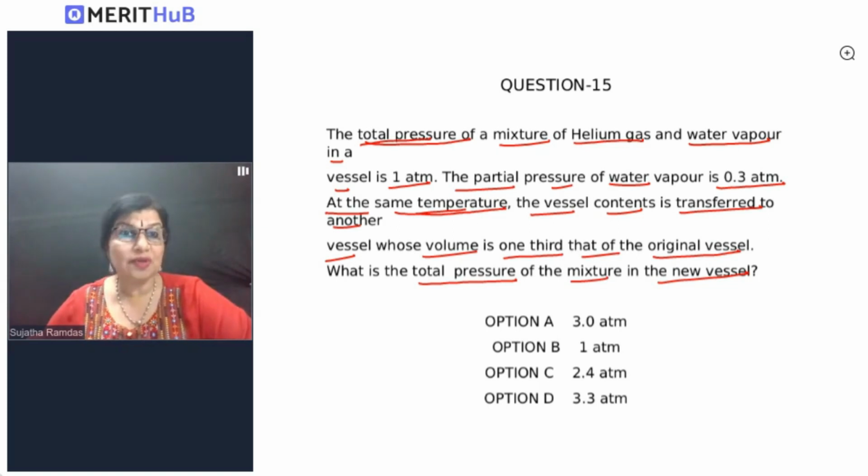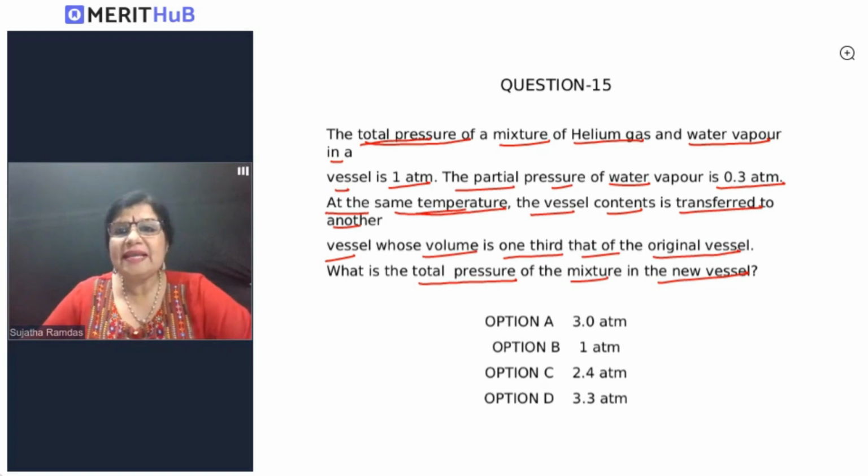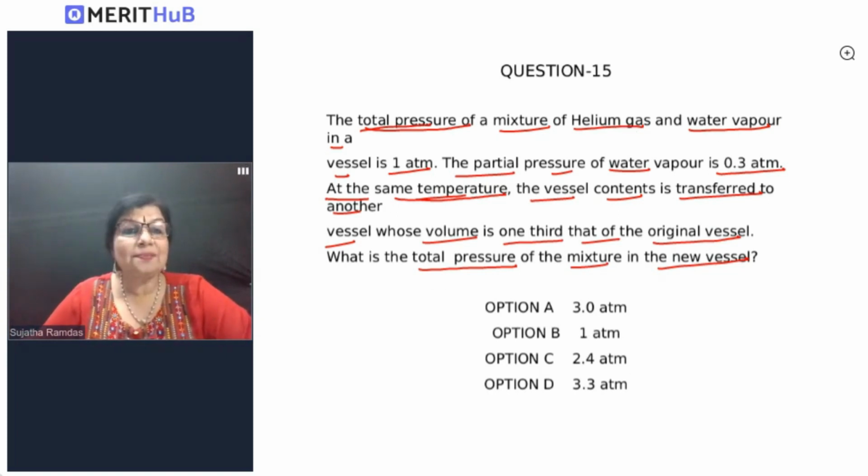As you also read the question, you must have identified that you have a mixture of helium gas and water vapor. This is a mixture of 2 non-reacting gaseous systems. Helium gas is insoluble in water. So when we have a mixture of 2 non-reacting systems, we can apply Dalton's law of partial pressures. That is the first step in our discussion. So let's compile all the data and see how we can apply Dalton's law of partial pressures. All right. So let's go to the board.